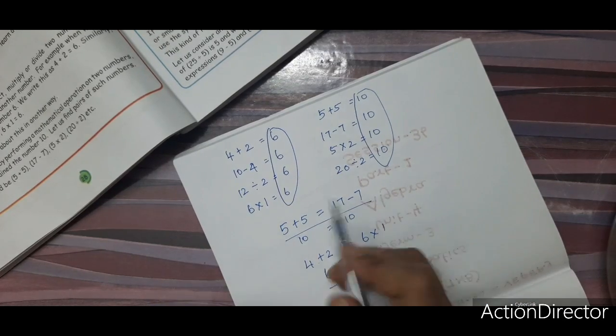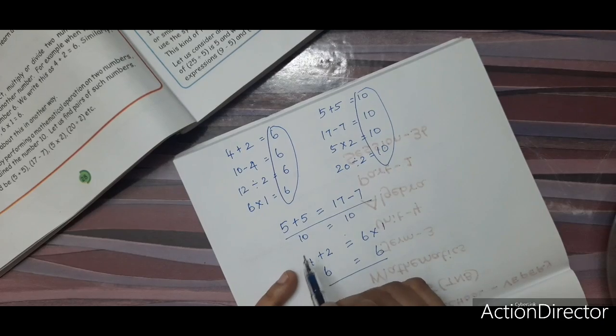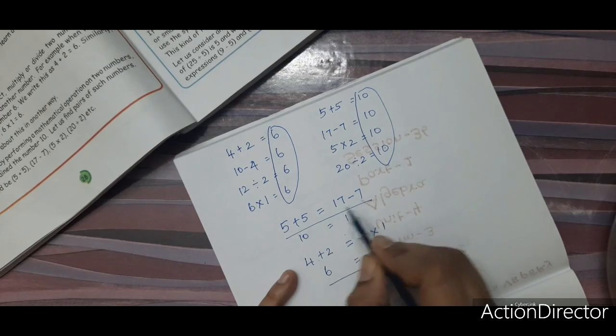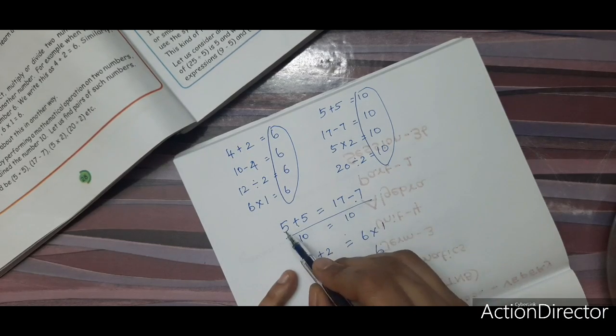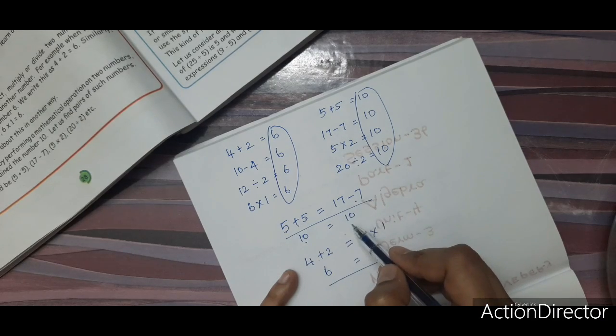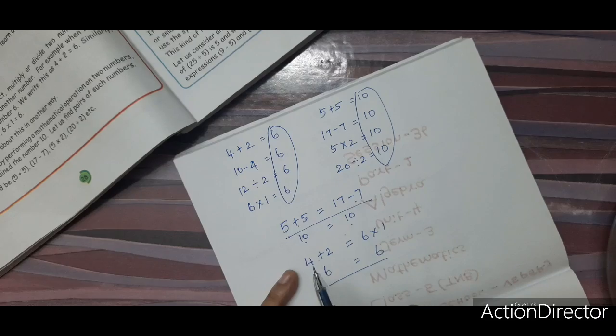The answer for both is the same, but the operations are different. Operations means plus, minus, divide, multiply are called operations. Here we add, here we subtract. So if I do 5 plus 5 I am getting 10. Similarly 17 minus 7 also I am getting 10. So these two are equalities.